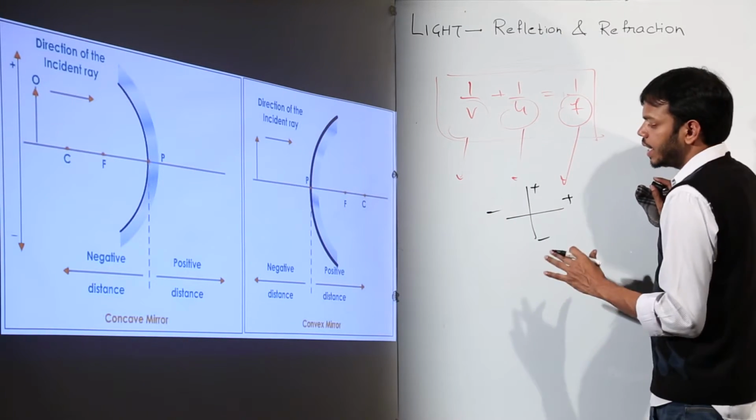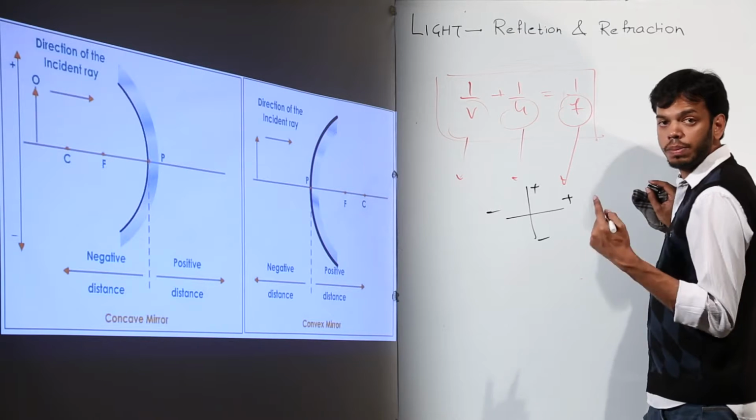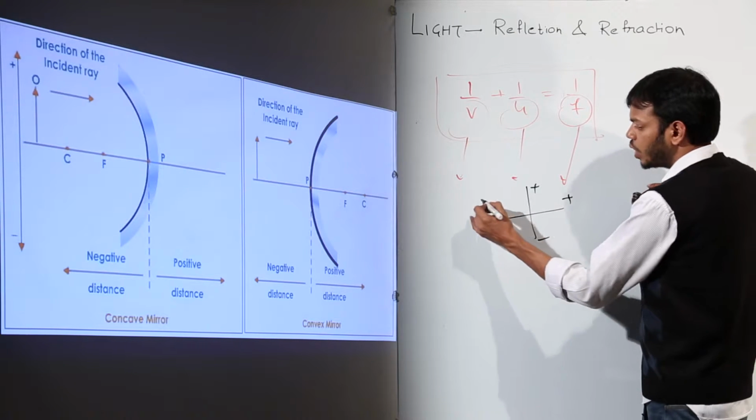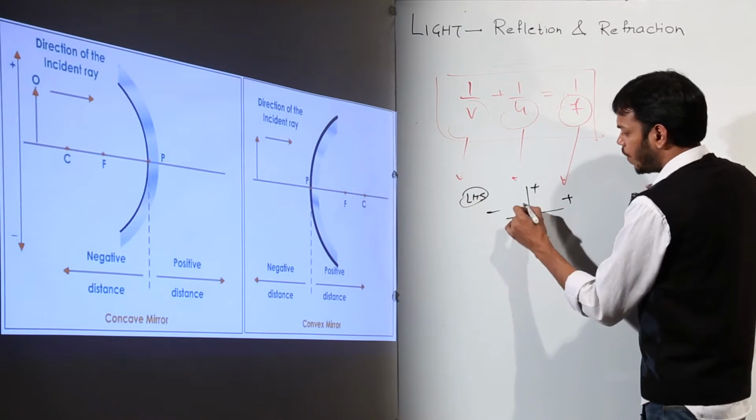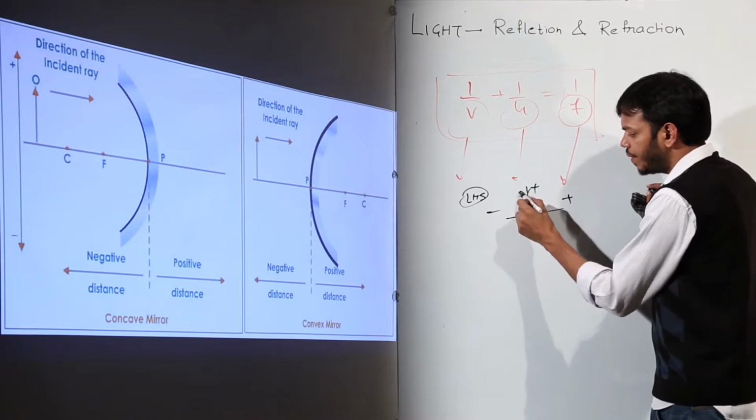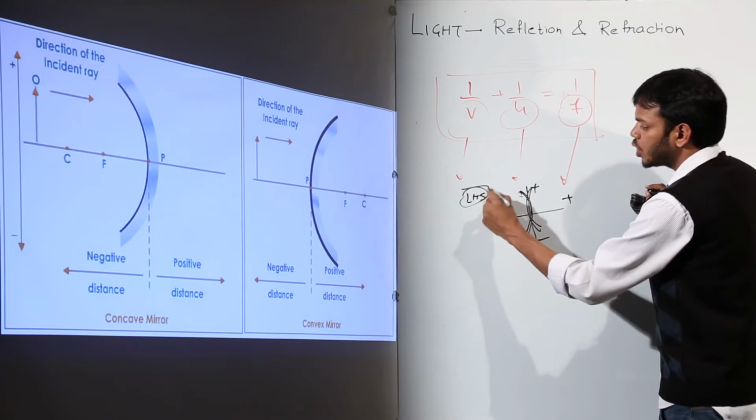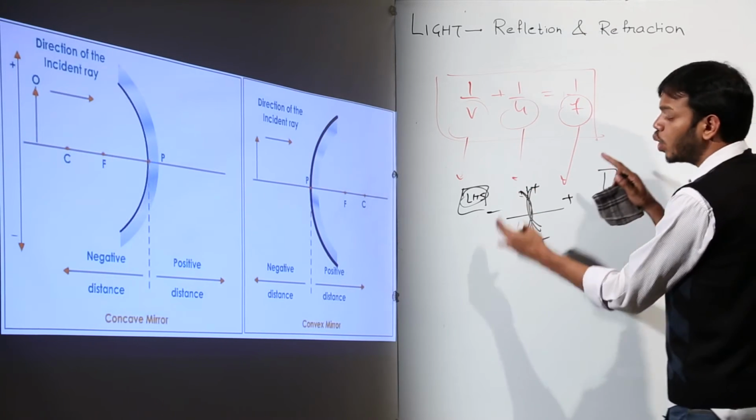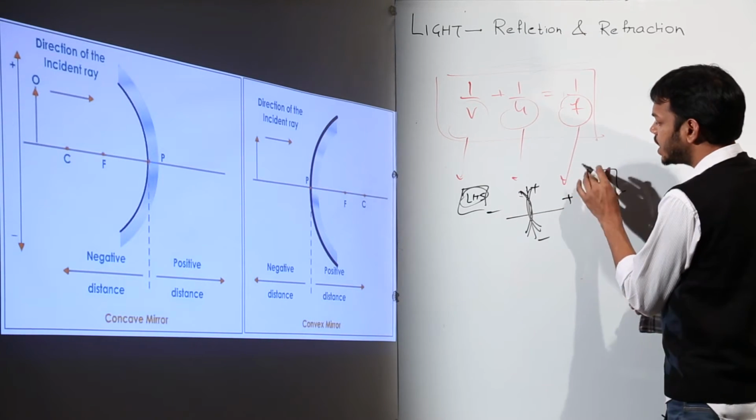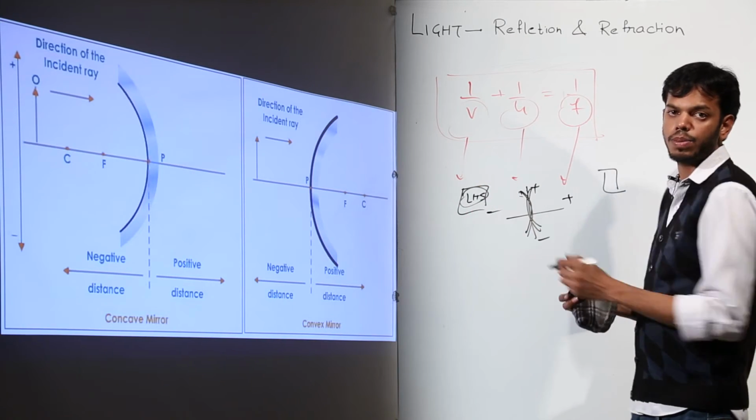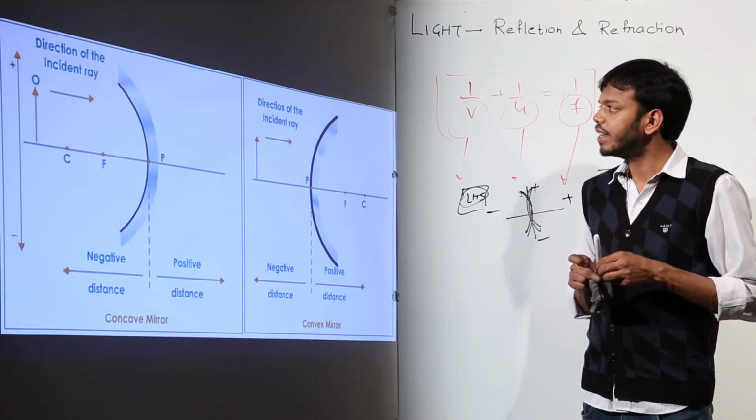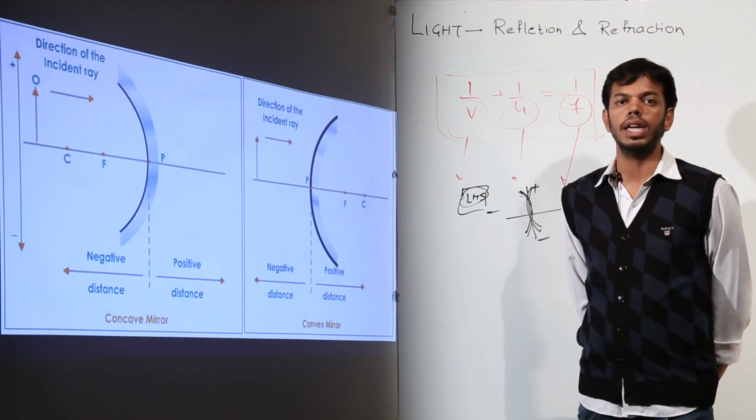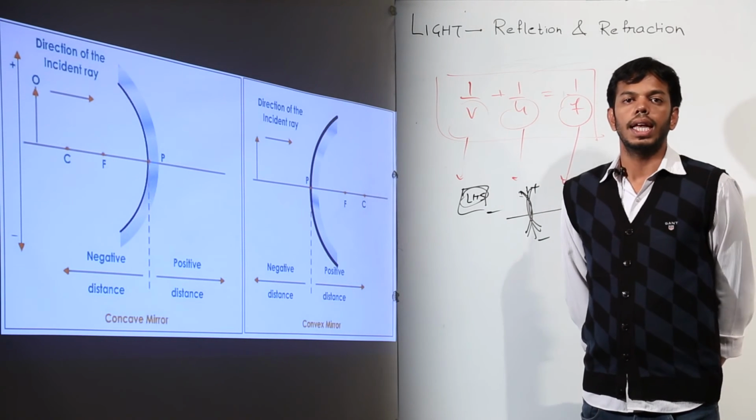The thing is, the observer should always be in front. That means on the left hand side of the mirror, whatever mirror it is, even if it is convex or concave, the object should be on this side. And if the object is on this side, the whole thing gets reversed. That means this distance becomes negative, that distance becomes positive. So these are the sign conventions for convex and concave mirrors. And now we'll go for the mirror formula.